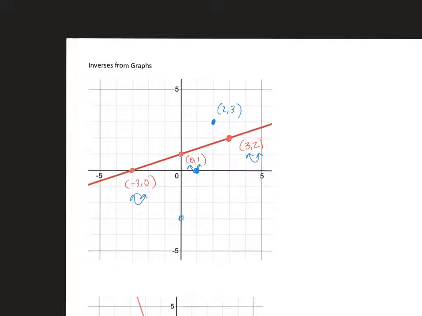-3, right here, then I grab a straight edge and connect them, I will have the graph of the line. I'm sorry that that's not straighter, but that's the graph of the line that is the inverse of the red line. Okay, let's try another one.